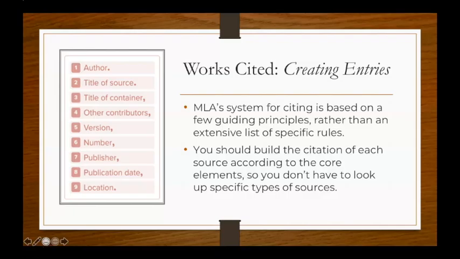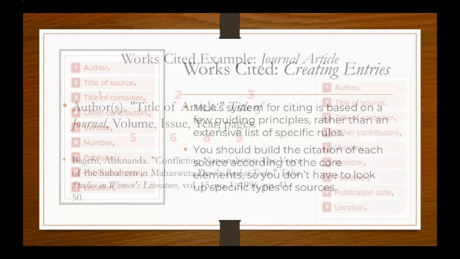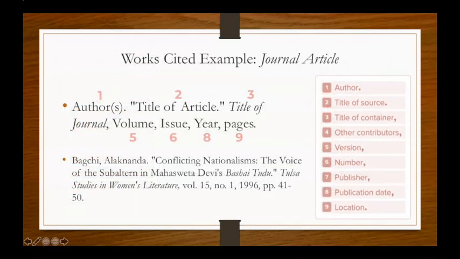MLA's system for citing is based on a few guiding principles rather than an extensive list of specific rules. So when you build citations, you should do so according to these core elements, so you don't have to look up specific types of sources. The core elements are listed here in this image. Here's an example of how you would use these core elements to cite a journal article.